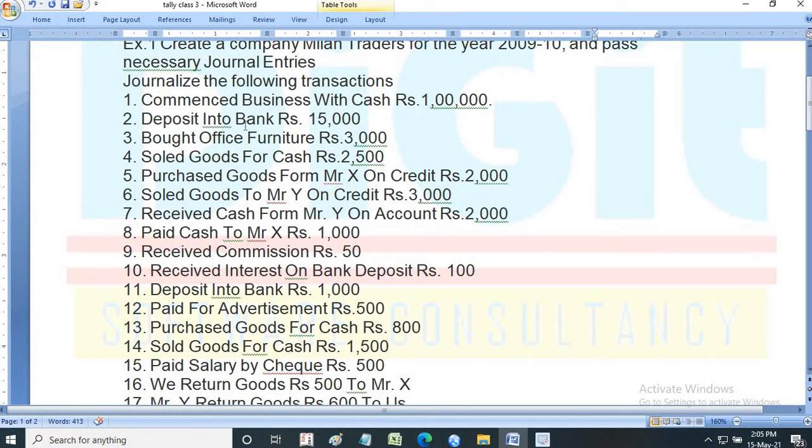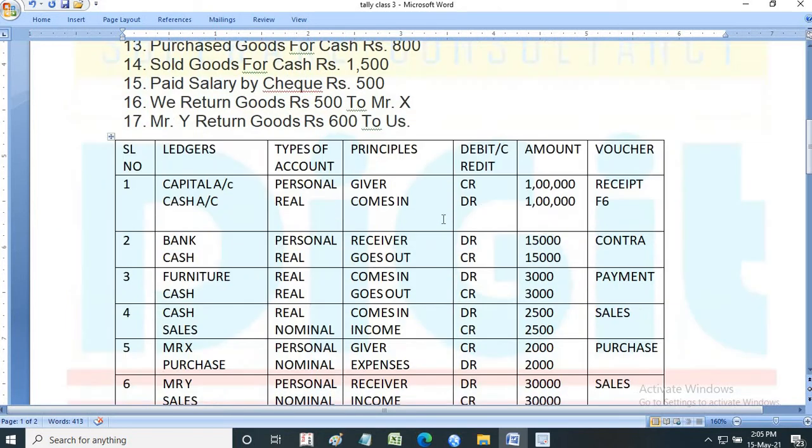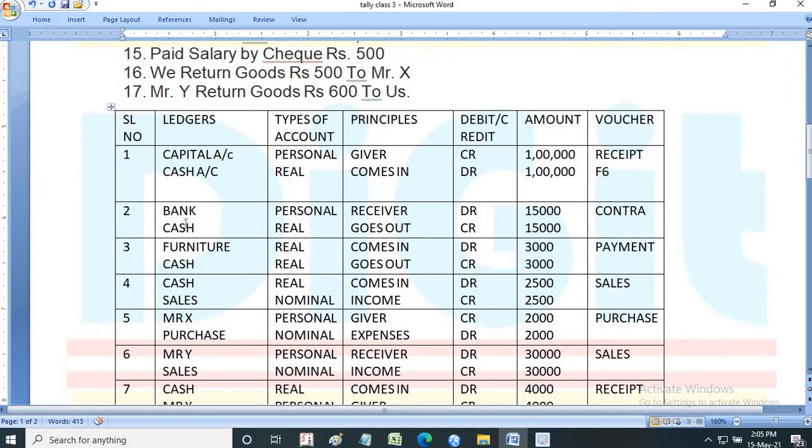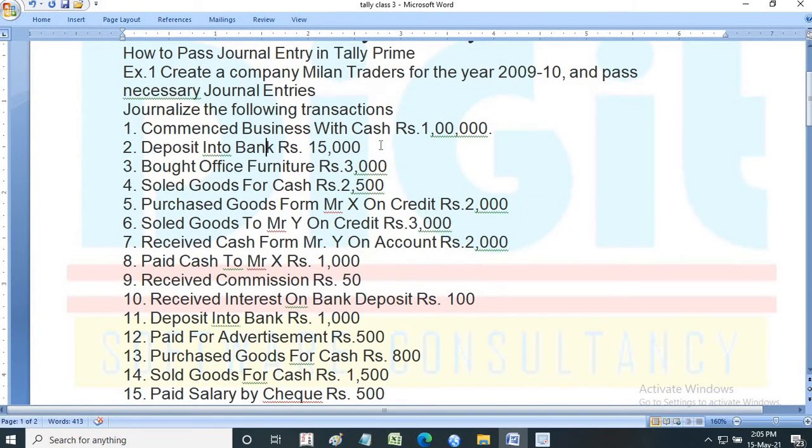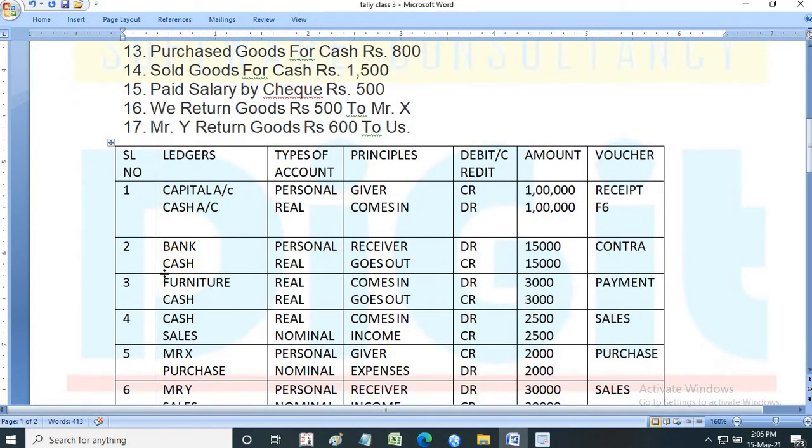Deposit into the bank. If you deposit money into the bank, what ledgers are involved here? One is bank, and the other, though the word cash is not mentioned, you have to understand that cash is involved, because when you are depositing money into the bank, it is cash you are depositing. So that will affect your cash account and bank account. From the transaction, first you find out which ledgers are involved, and after that you find their types.